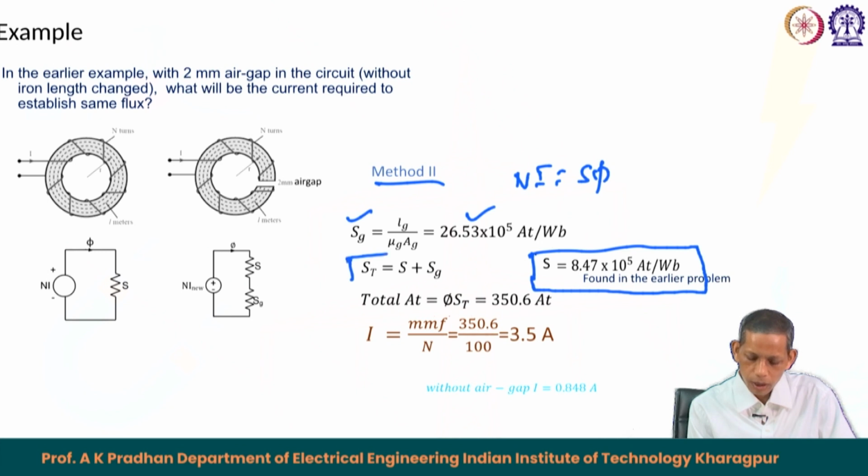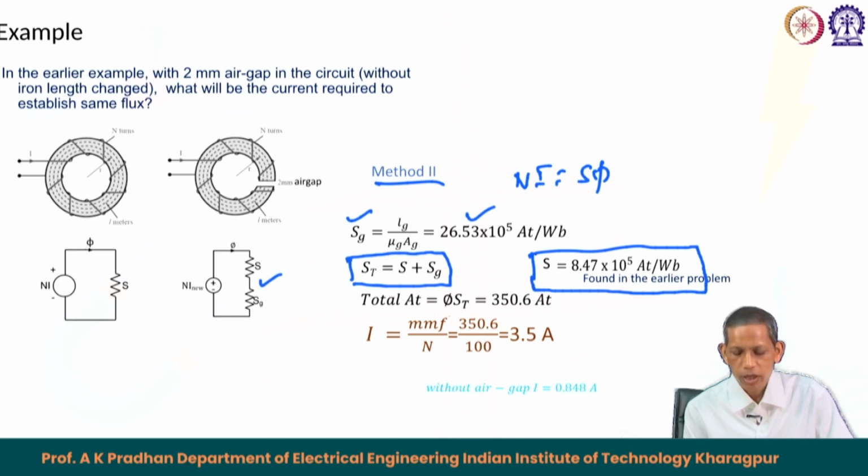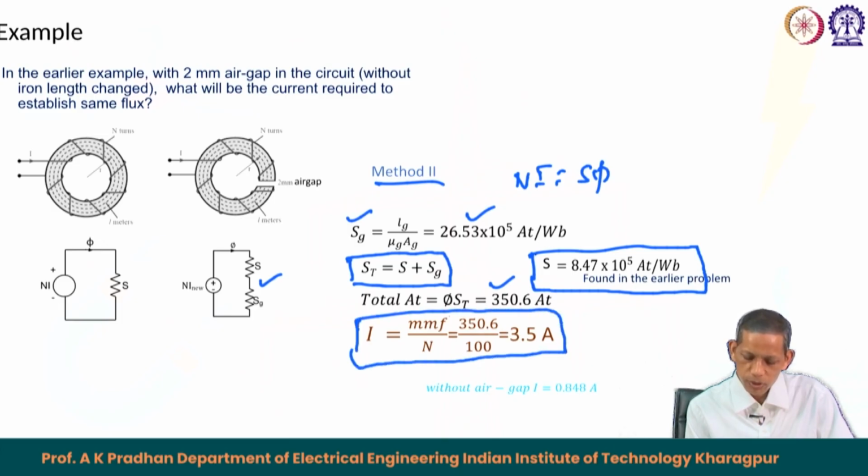So, the total S in this case becomes S core plus S g, and the total ampere turn required becomes phi into S t. Phi is 0.1 milliweber. So, multiplying by S t, we got this to be 350.6 ampere turn. So, the I becomes MMF upon N, and that gives us again 3.506 ampere current required when we introduce a 2 mm air gap in the earlier example.